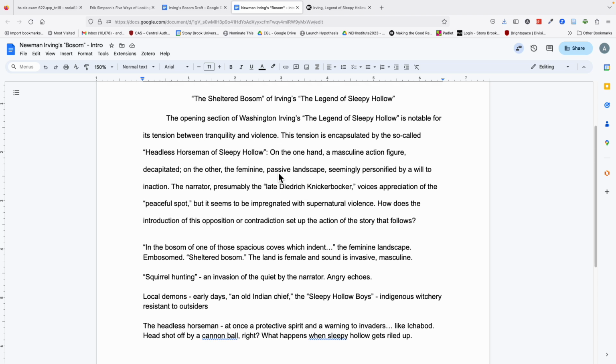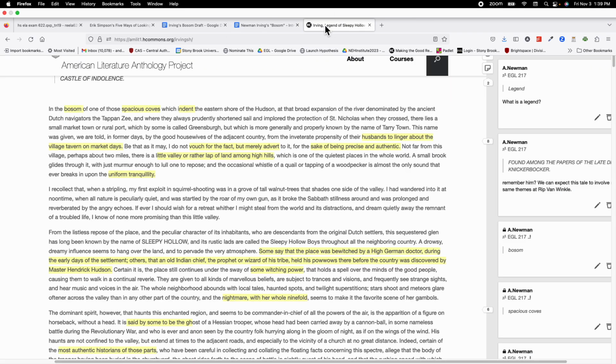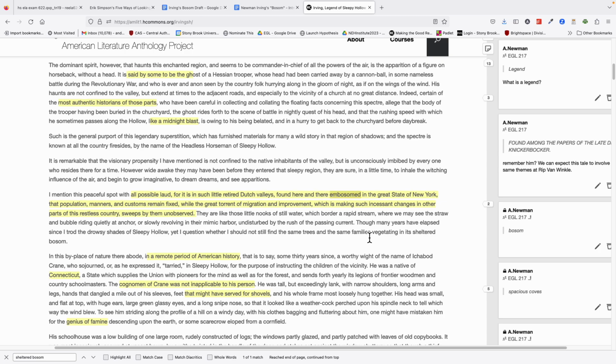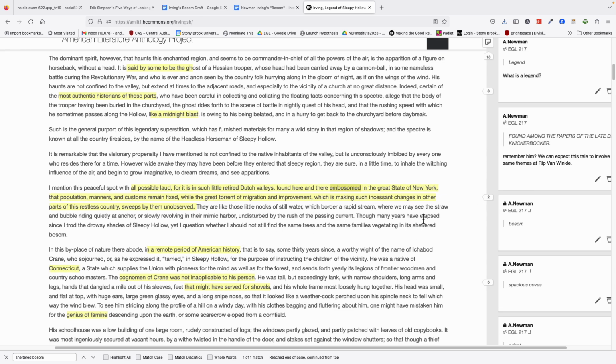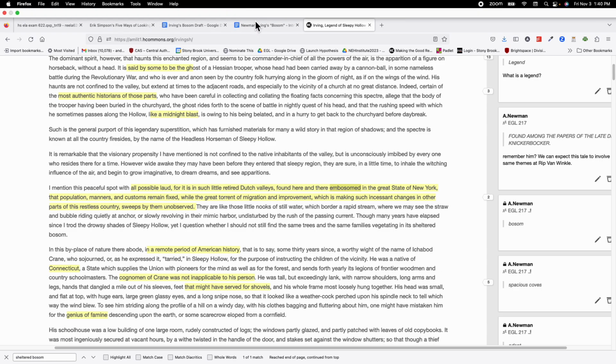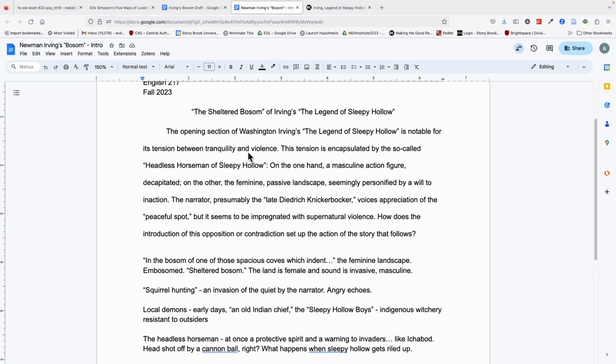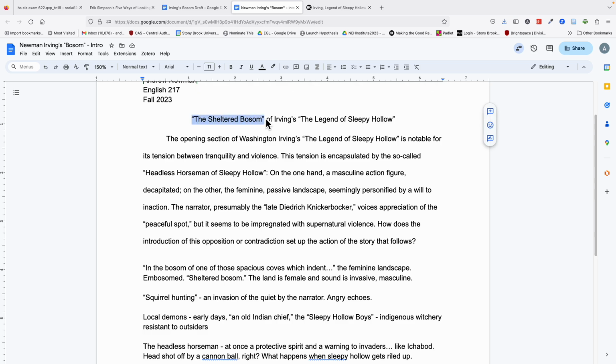So I have a title, and I've taken it from the text. Where's that word? Sheltered. Oh yeah, he repeats the word: "Yet I question whether I would not still find the same trees and families vegetating in its sheltered bosom." So I'm taking that idea, the feminine and the quietness. Back to my intro draft, the opening section: The Sheltered Bosom of Irving's The Legend of Sleepy Hollow. This is what I'm asking for in an essay title. You don't necessarily need a title quote, but it's a cool way of indicating what your topic is. And I'm identifying the author and the work. If you want to put 1819 to 20 there, you could do that, but whatever.